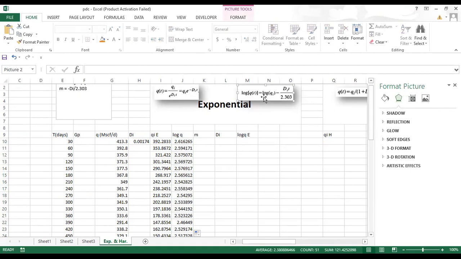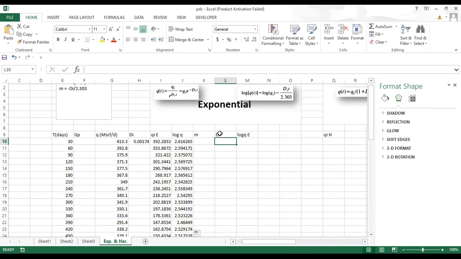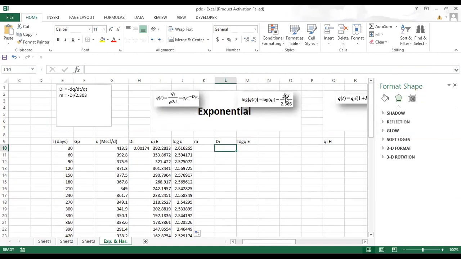So for that, I need to define the value of the initial decline rate. Why? Because the initial decline rate for the linear one is not equal to the initial decline rate for the logarithmic equation. So I need to define this. So how do we define Di in this logarithmic equation?